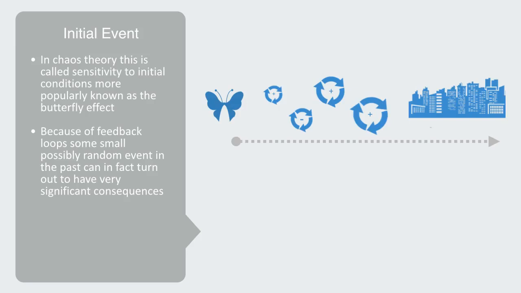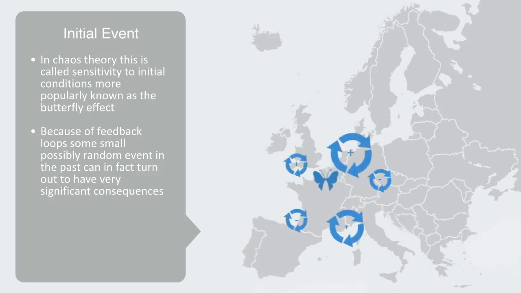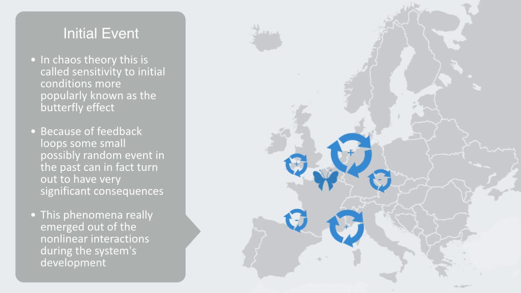An example of this might be the initiation of the First World War through a relatively small event in Bosnia. There was no way of knowing that this small event would lead to a world war and the reshaping of Europe's borders, because this phenomenon really emerged out of the nonlinear interactions during the system's development.